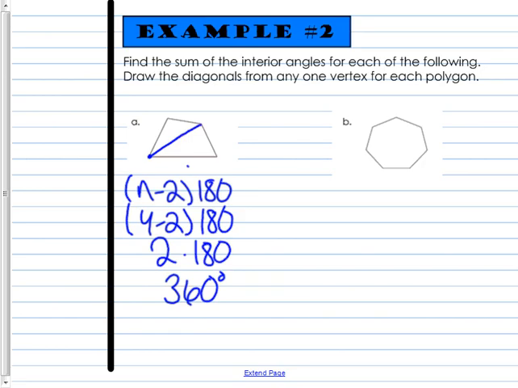Okay? Now, when I drew the diagonal, I divided it up into 2 triangles. Well, this triangle is 180 degrees, and this triangle is 180 degrees. What's 180 plus 180? Voila, 360. Okay? Try to do 2B on your own, but we will do that one in class.